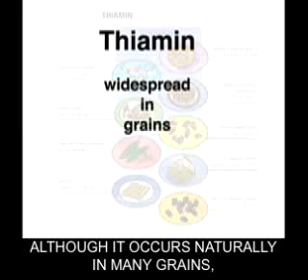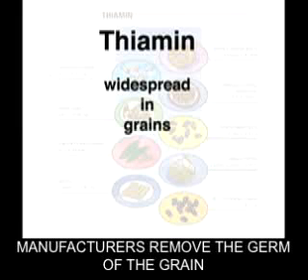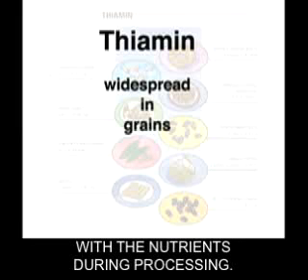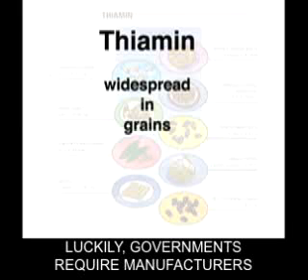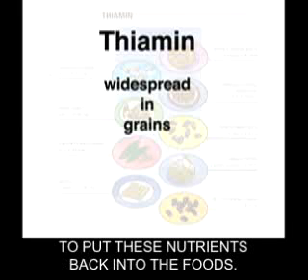Although it occurs naturally in many grains, manufacturers remove the germ of the grain with the nutrients during processing. Luckily, governments require manufacturers to put these nutrients back into the foods.